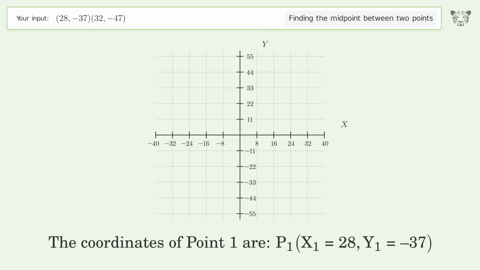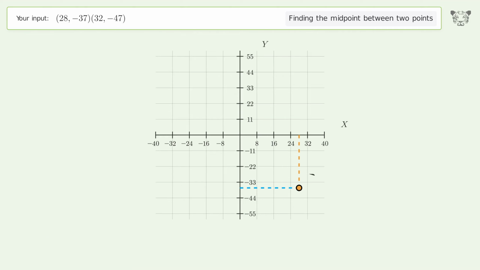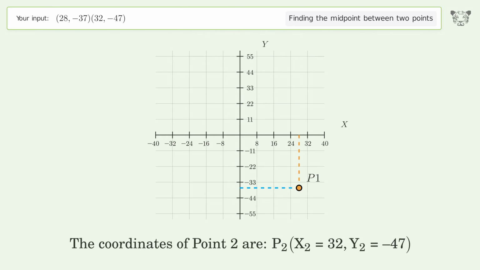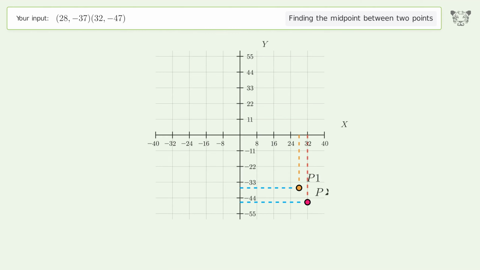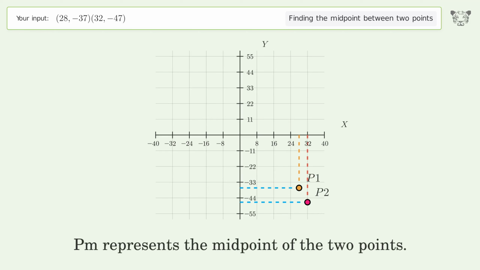The coordinates of point 1 are x1 equals 28, y1 equals -37. The coordinates of point 2 are x2 equals 32, y2 equals -47. PM represents the midpoint of the 2 points.